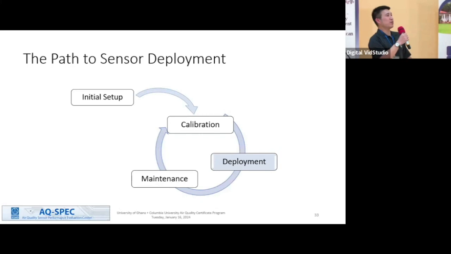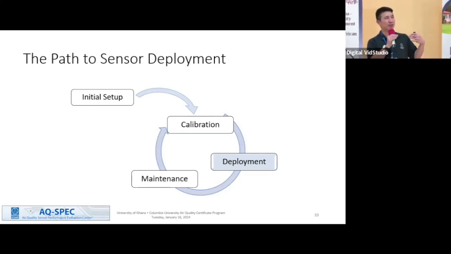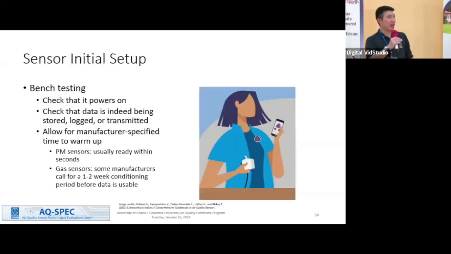Okay, so the path to sensor deployment. Yes, it is tempting to go ahead and buy sensors and stick them in the field, right? But you should think about doing some initial setup steps, doing some calibration, and then we can get to deployment. And even after deployment, you still have to maintain them to keep them reporting high quality data as you continue to deploy them.